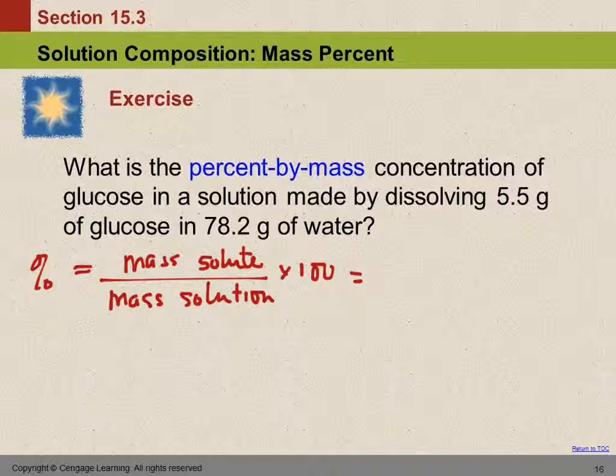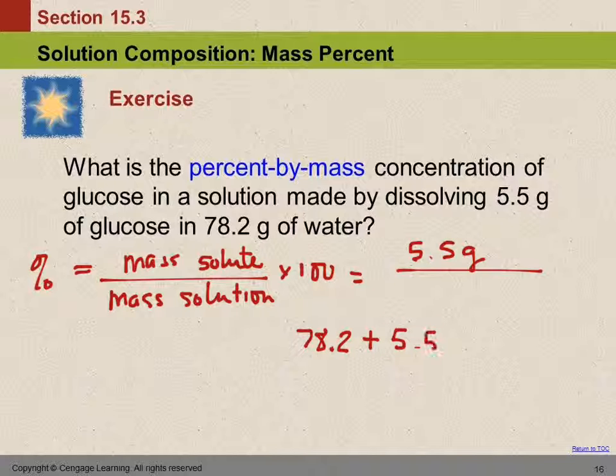What's the mass of the solute? Well, we have two things here. We have glucose and we have water. Which one's the solute? Glucose. Why do we pick glucose? Because it's the smaller amount, 5.5 grams instead of 78.2. So the mass of the solute is 5.5 grams. What's the mass of the solution? Is it 78.2? 78.2 plus 5.5. So that's what, 83.7?